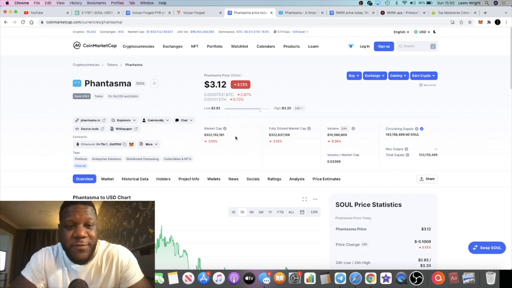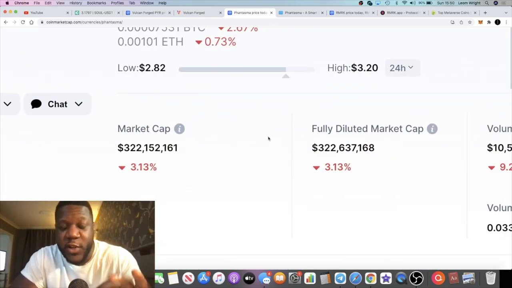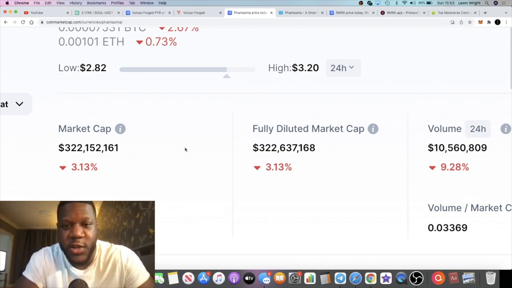Now, the market cap for Phantasma is a mere 322 million. And one thing I like about this is it's fully diluted also at 322 million. So super low cap, guys. I believe this has the potential to hit the multiples of billions in the mid to long term. So, you know, you can't get any more of a low cap gem than Phantasma right now.